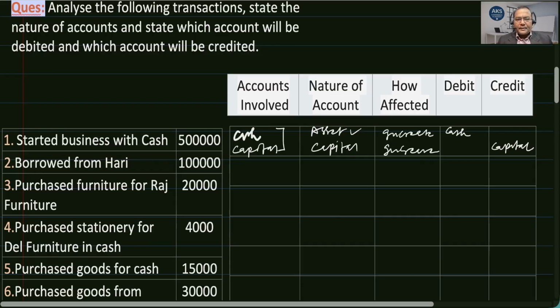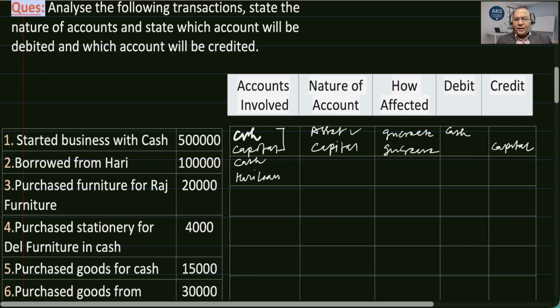Borrowed from Hari. Now Hari is somebody outsider who has given us some money. We have borrowed money from him, 1 lakh rupees. How is it going to be entered? Here the amount is going to be the same, 5 lakh and 5 lakh. Now borrowed from Hari 1 lakh. There is cash which is coming in because of the borrowing that we are doing, and the second thing is a loan, Hari's loan. These are the two accounts involved because of this particular transaction.